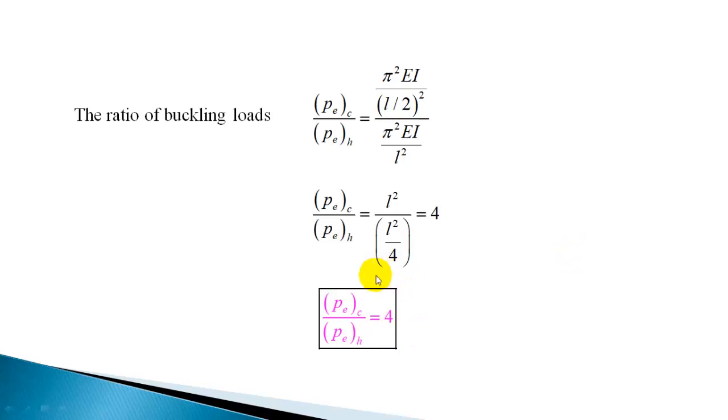So the buckling load for clamped ends is 4 times the buckling load for hinged ends, when the column lengths and other properties are the same. So the clamped end will take 4 times the buckling load of a hinged end. Let us move to the next problem.